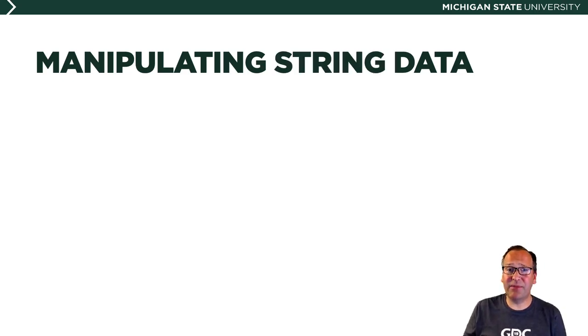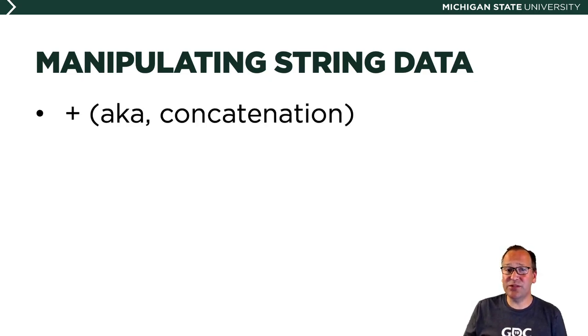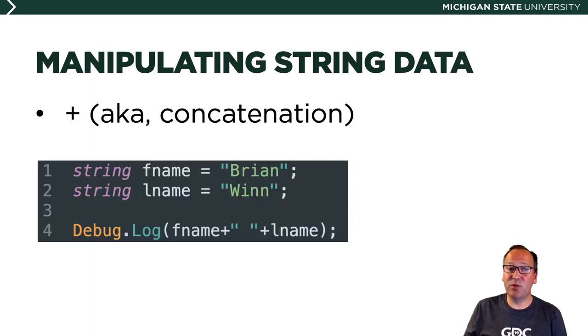Strings are another data type that we often want to manipulate in some way. We've already seen the use of plus to add two strings together. However, we generally call this concatenation rather than adding when talking about strings. Here is an example where we have two string variables that we concatenate together with a space between. The output in this case would be my name in the console window.